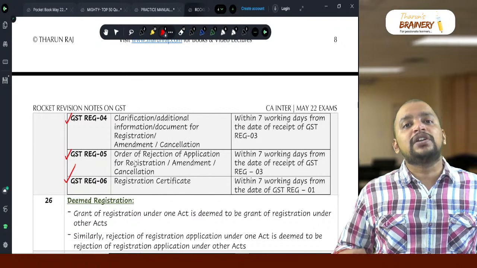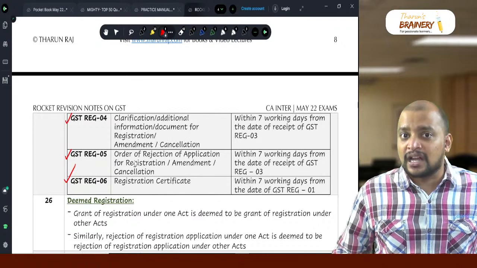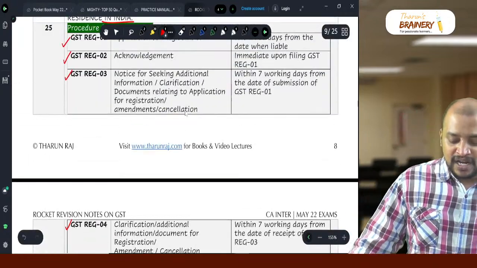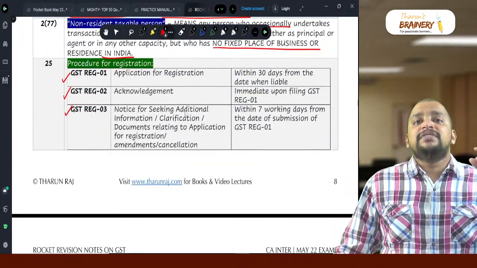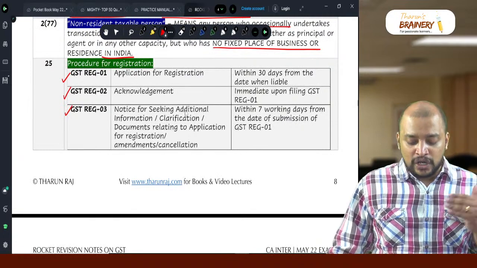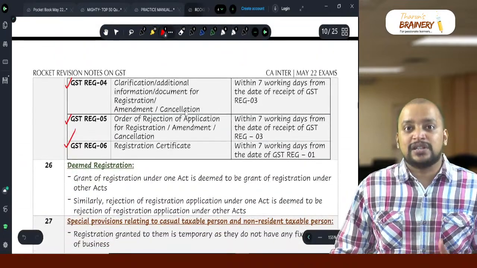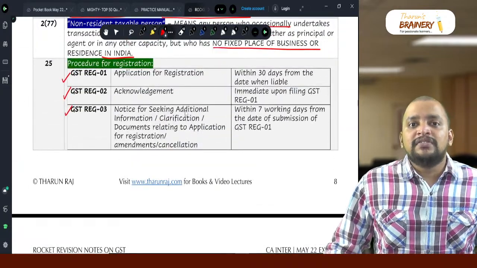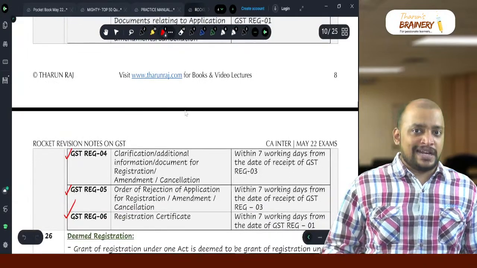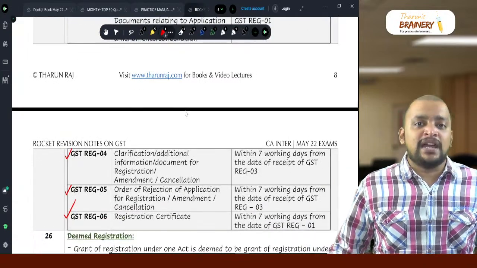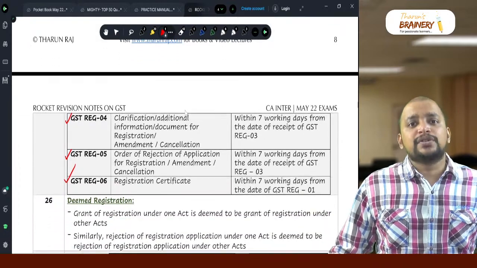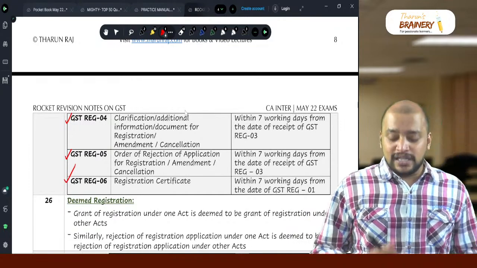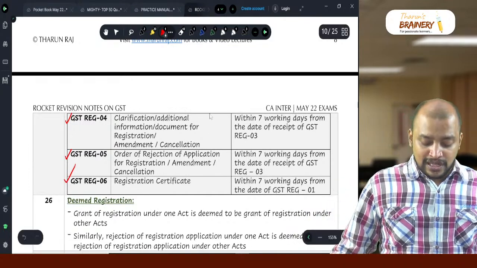Previously we had 2 different time limits, 3 working days and 7 working days, but now in all cases it will be 7 working days only. For example, whenever we make an application for registration, within 7 working days we should either get a notice or get a registration certificate. Say we got a notice. Once we get the notice, we give a reply within 7 working days, and from the date they receive the reply, within 7 working days either they will grant the registration certificate or they will reject the application. So that is the 7 working days.